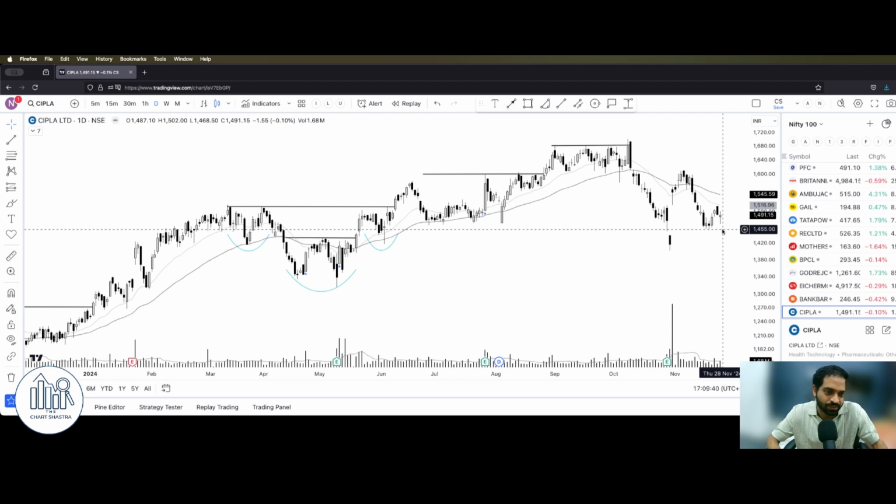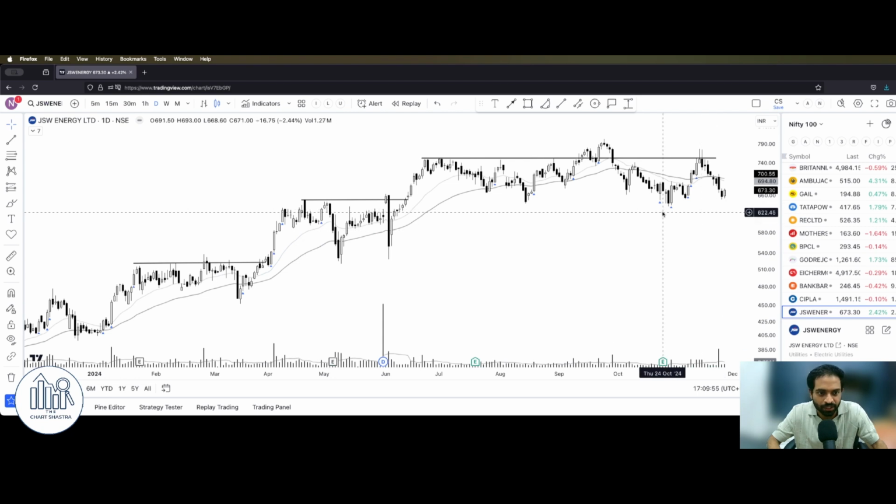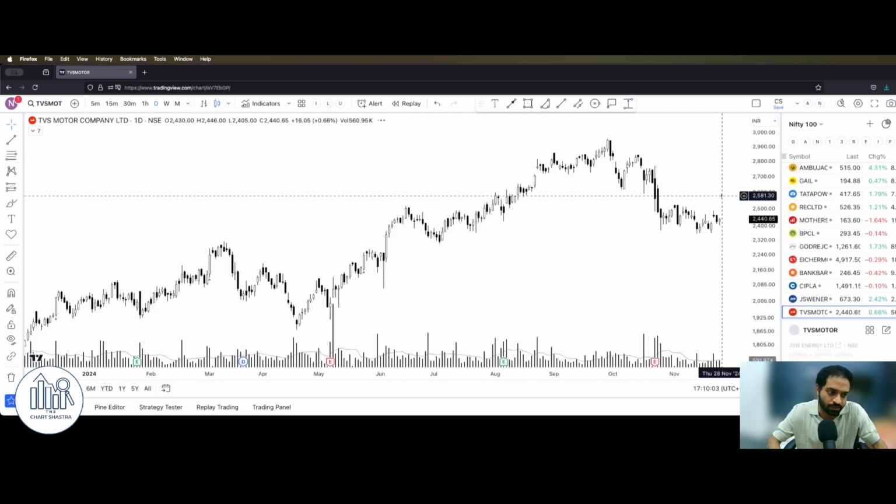Cipla, unlike Divi's Laboratories, isn't much stronger, but it has been in the same range for a very long time. It is not making money, at the same time, it is not losing much money either. JSW Energy, again in a base, has been trading in this range for the last 3 months. It has done very well in the past, but as of now, it is taking some rest.